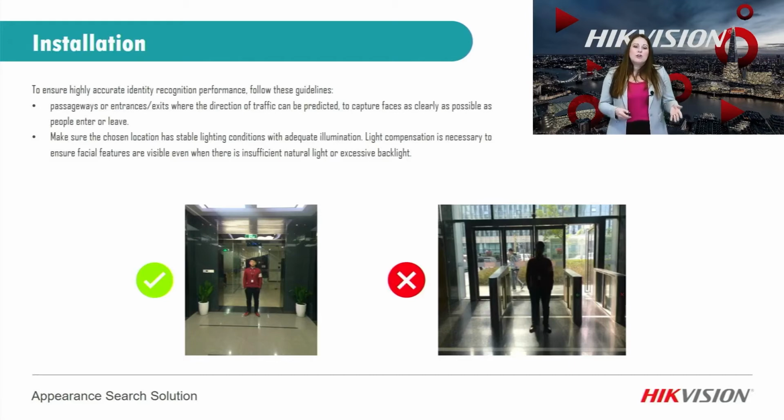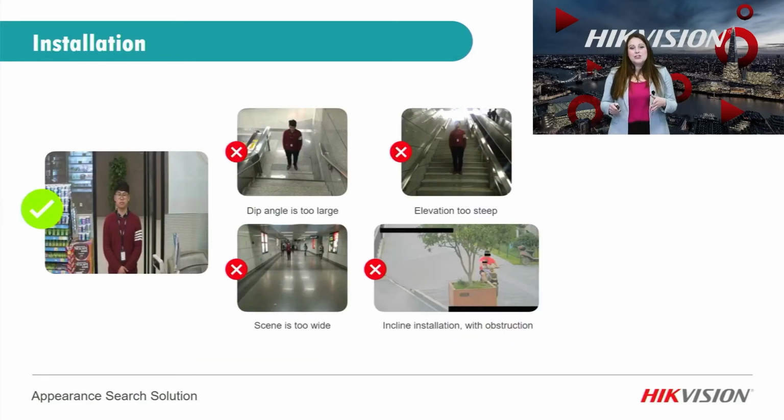It's also worth paying attention to lighting. Make sure there's enough light, make sure there's no backlight, there's no glare from windows or doors or anything like that. Worth paying attention to when you're installing the cameras, making sure that your angles are okay. If you're installing on an incline, there's no obstructions. Make sure the scene isn't too wide, so you're not looking for something that's too small, or if you've got any steep elevations, just pay real attention to where the cameras are to give them the best chance of being able to capture.